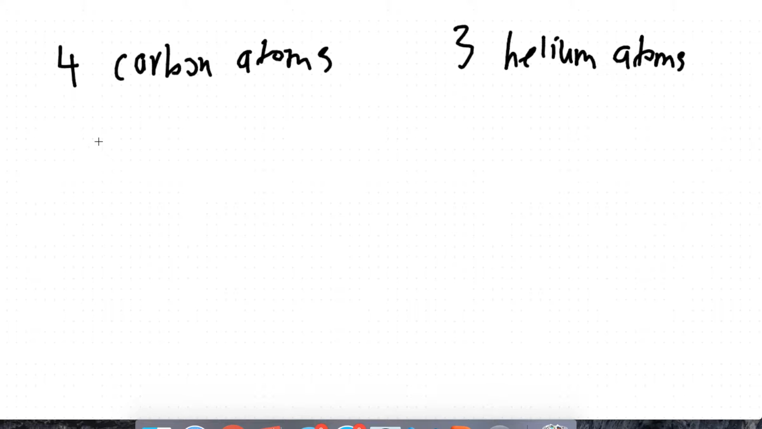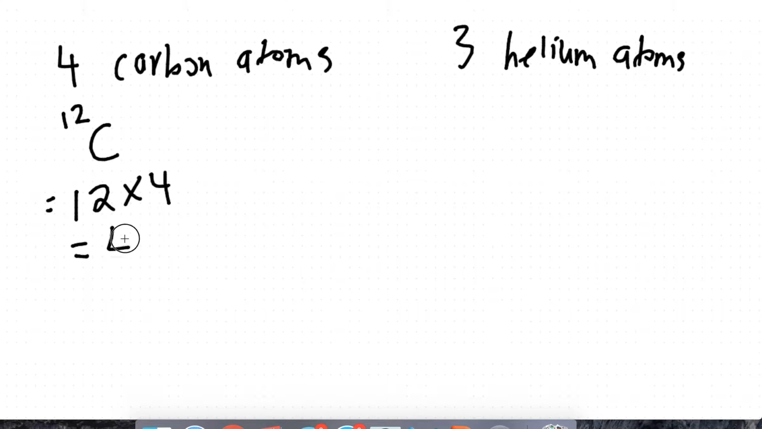What is the nuclear number of carbon? 12. So, this is the nuclear number for 1 carbon atom. What will it be for 4 carbon atoms? 12 times 4, which is 48. What is the mass number of helium, or the nuclear number? Helium 4. This is the mass for 1 atom of helium. What about 3 atoms of helium? It would be 4 times 3, which is 12.